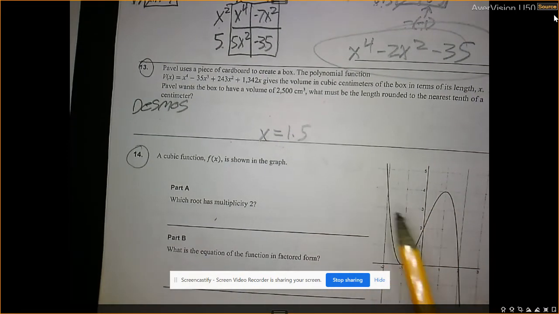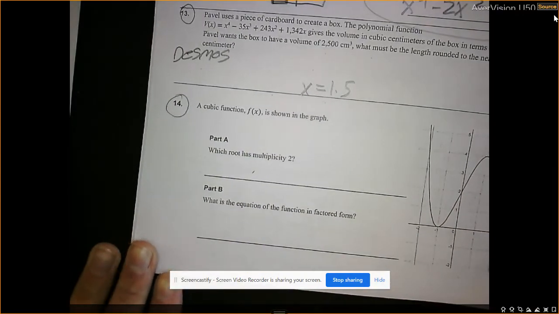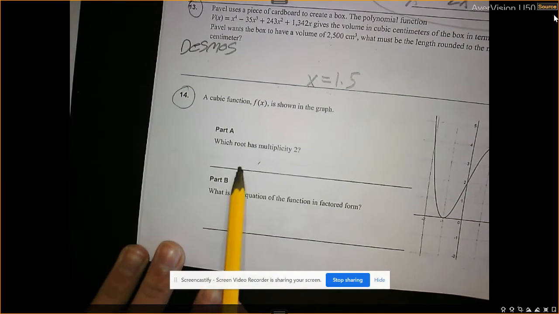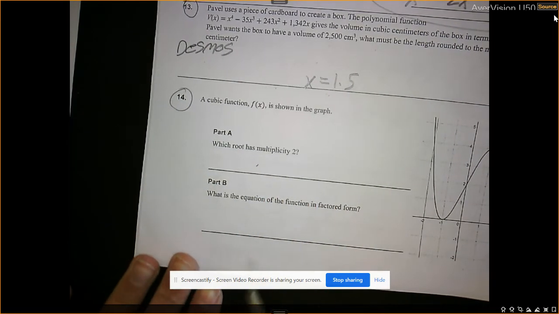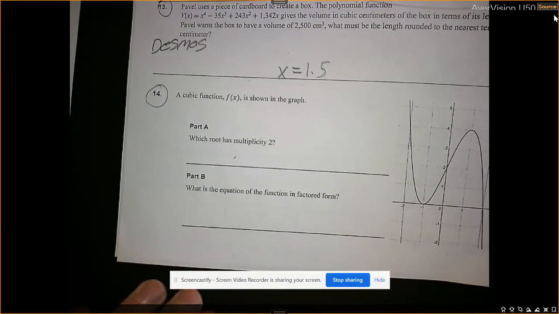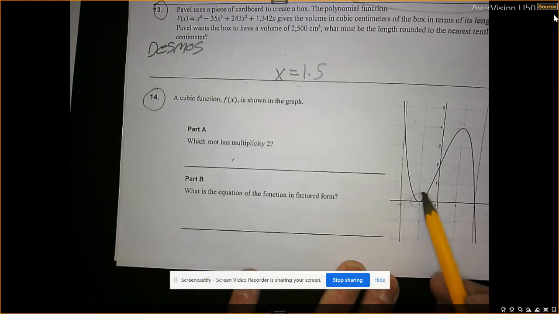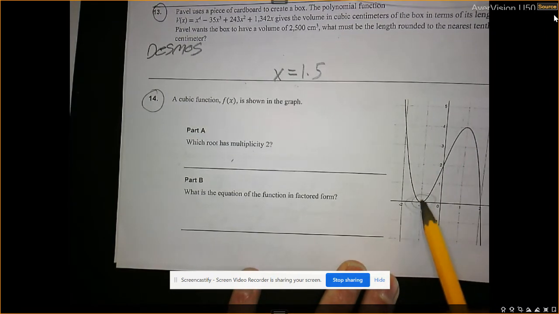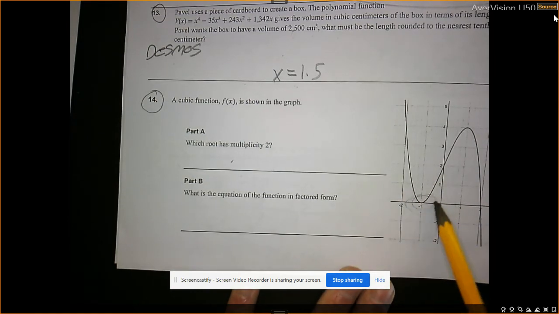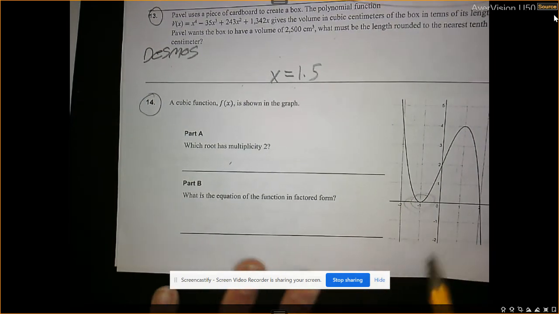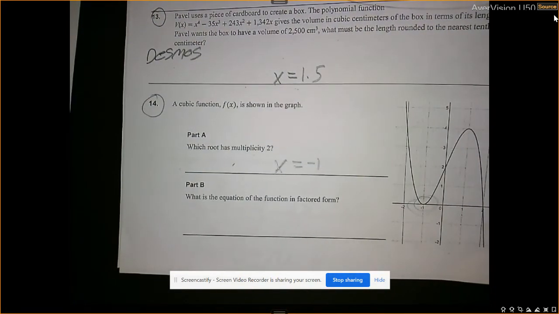Okay, moving on to a cubic function f of x is shown on the graph. Okay, which root has multiplicity 2? Well, you're thinking, okay, which is my double root? That's what that is saying. Multiplicity 2 is like if you had a root squared at any point. And that's going to happen. A double root, we can see anytime you hit the axis and bounce off, tangent root, double root, that's what it looks like. So at x equals negative 1, that's our root with multiplicity 2.